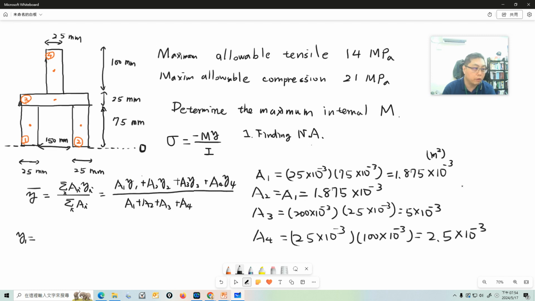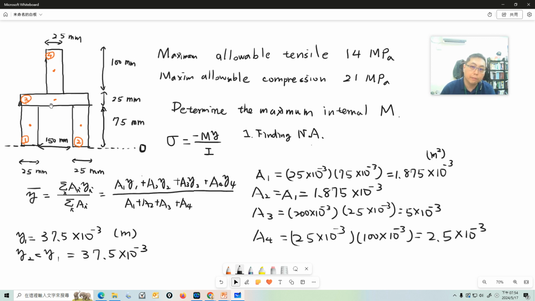Be careful. So it's 75 divided by 2, right? So it's 37.5 millimeter. And Y2 is also equal to Y1, which is 37.5 millimeter. And the unit is m. That's Y1 and Y2.